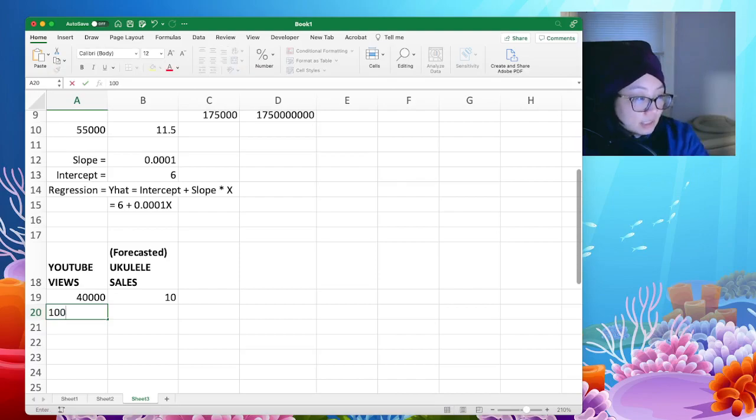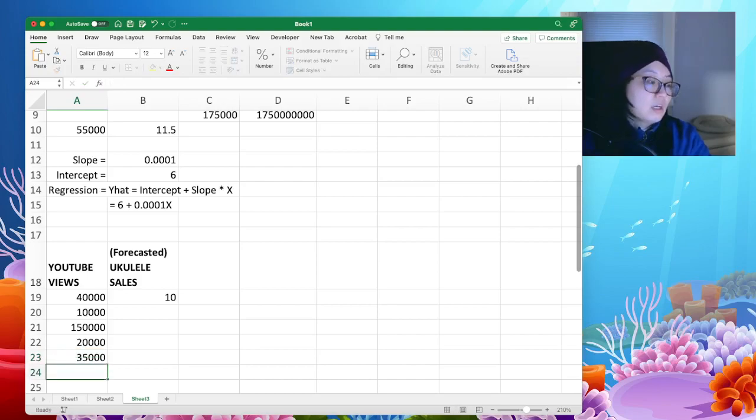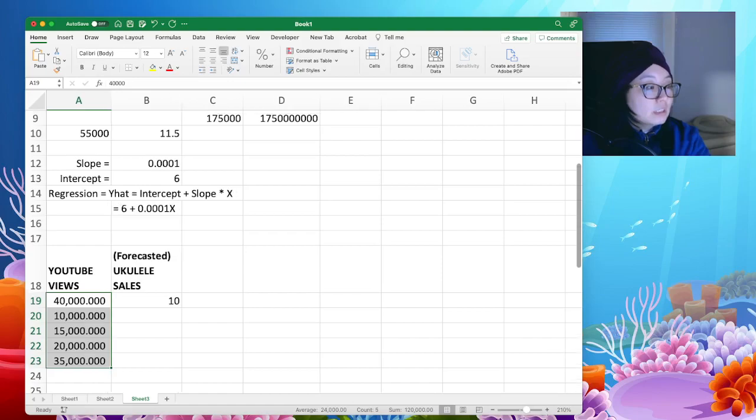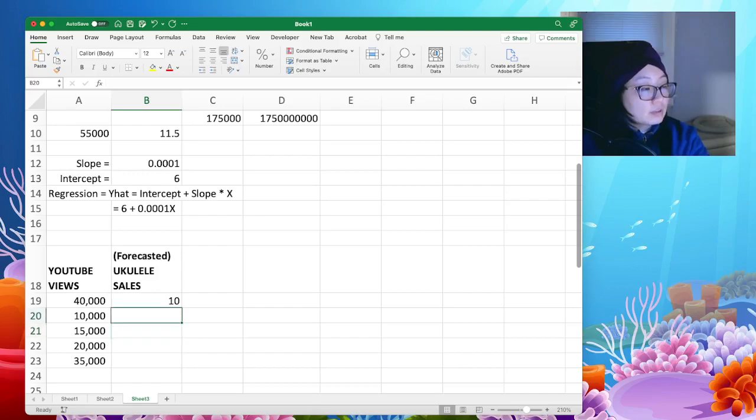What if we have 10,000? What if we have 15,000? What if we have 20,000 or 35,000? And here I had an extra zero, so we remove one for 15,000. Just to make it a little bit easier to read, we can add a little bit of a comma right there, and we don't really need the zeros after the decimal because we are not working with that level of detail for these views. And also views is a whole number, so that is why.